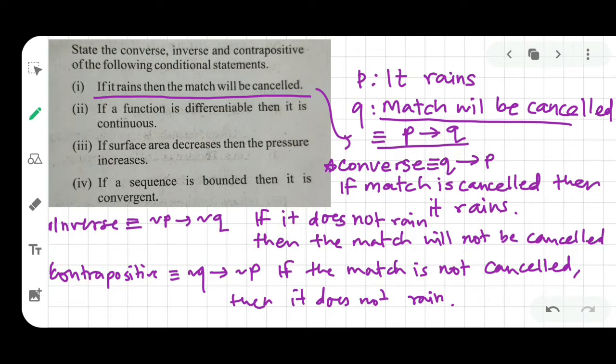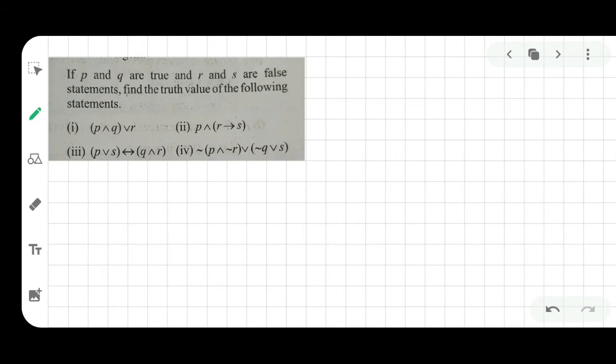Now I will not tell the answers for the other three, because I think in each case the statement is given in simple words like if-then, so you can easily write the converse, inverse and contrapositive for them. But in further assignments we will try to solve questions where, instead of using if-then, the conditional statement is written in the alternate words which we have already learned, like P is sufficient for Q, Q is necessary for P, etc. Now let's go to the next part.